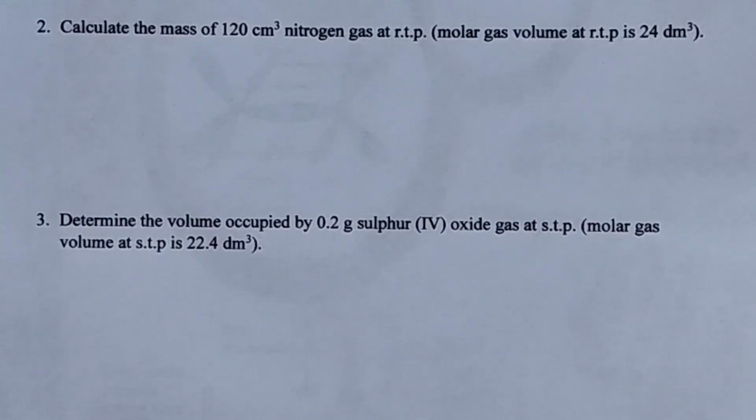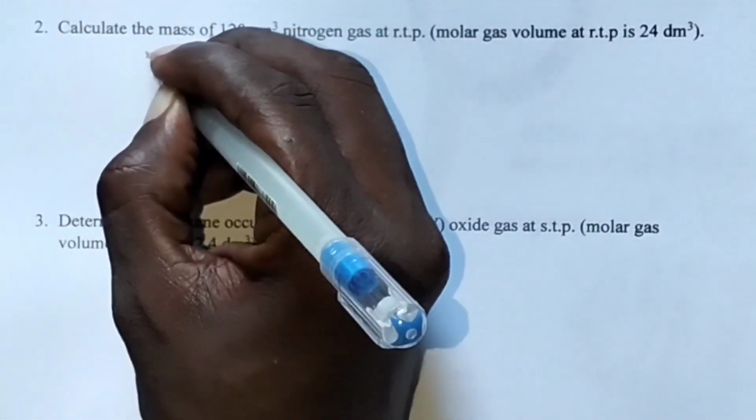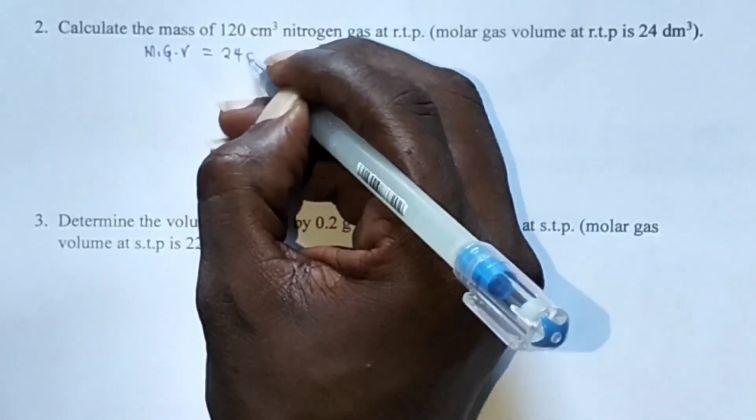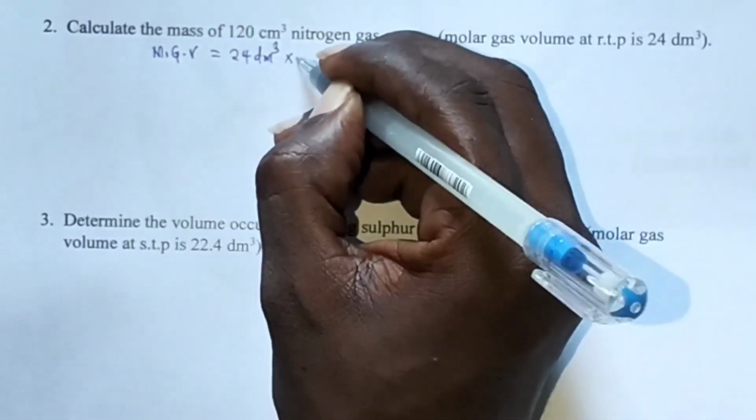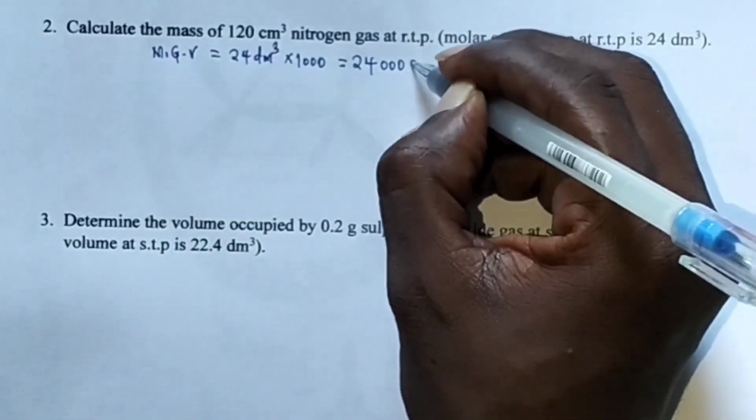In question number 2, we are told to calculate the mass of 120 centimeter cube of nitrogen gas at RTP, that's the room temperature and pressure. Then we are given the molar gas volume at RTP, which is 24 decimeter cube. Here the two units are not the same, so first of all, we have to make the two units the same. We take the molar gas volume, MGV, which is given as 24 decimeter cube, multiplied by 1000, so that we get 24,000 centimeter cube.